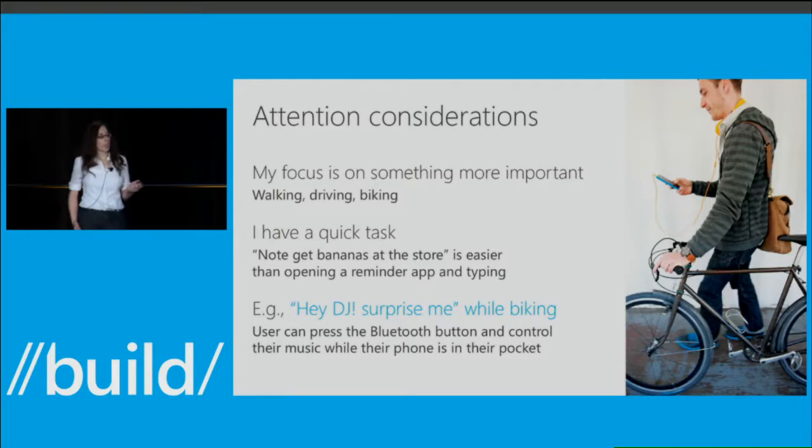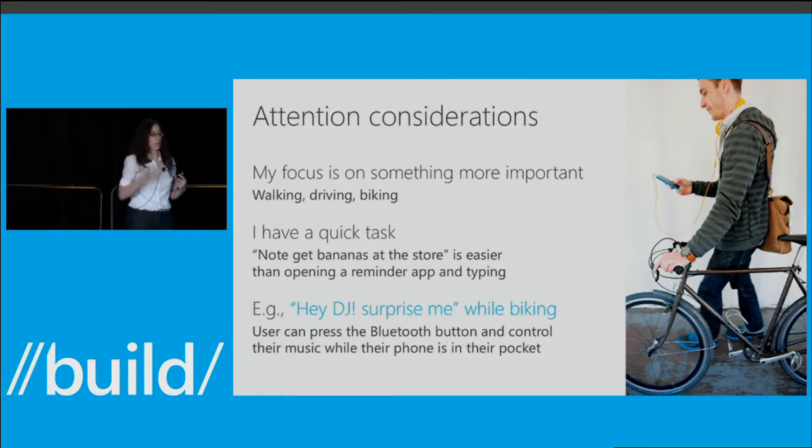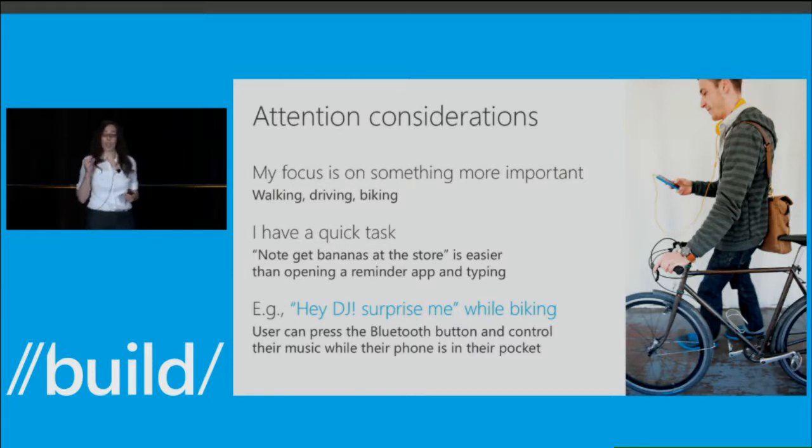There's an application called Hey DJ, and we have a coworker that uses it all the time. He bikes to work, his phone is in his bag, and he's able to use his Bluetooth headset, tap the button, and say, hey DJ, surprise me, and it plays lots of different songs from the playlist that he has on his phone. He can also direct it and ask for a certain artist or an album. Again, this is just really quick, right? I know what I want, I can say it, and I get it using the speech functionality that we have on the phone.